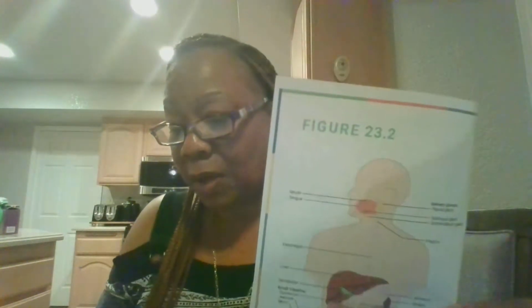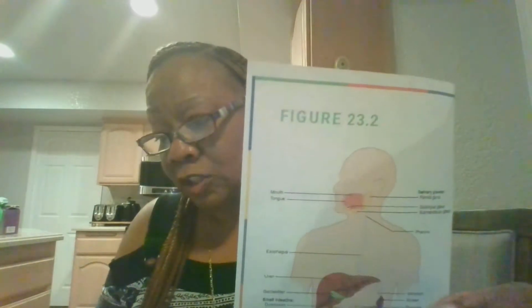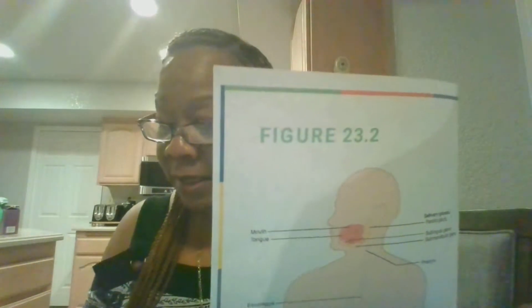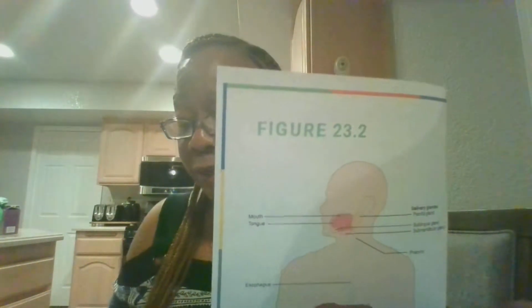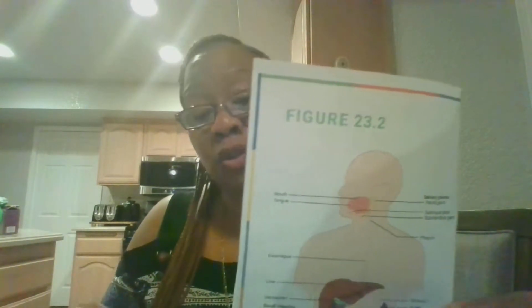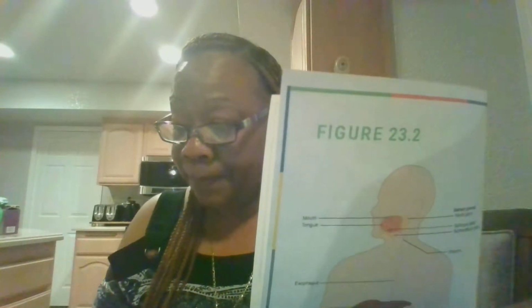Once the food is broken down in the stomach, it releases down into the small intestines, which is made of 3 segments: the duodenum, the jejunum, and the ileum. The small intestines is about a 22-foot long muscular tube that breaks down the food using enzymes released by the pancreas and bile from the liver.